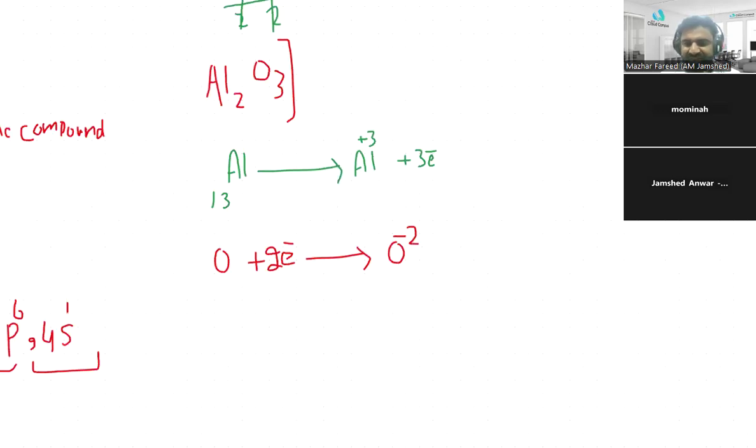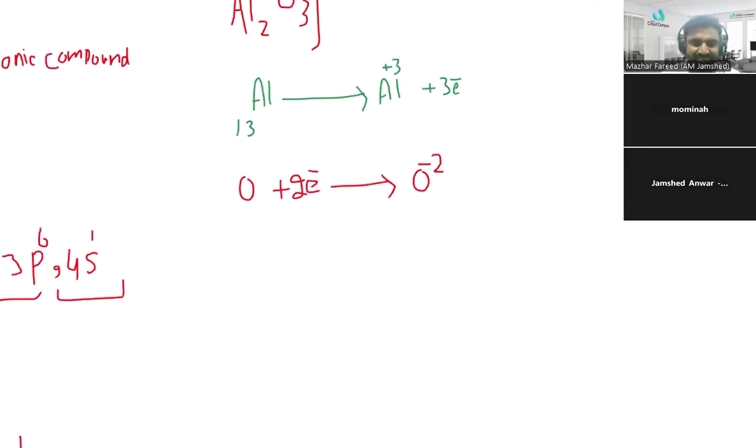So when you write its equation according to the ionic bond concept, you will write aluminium, whose valency or oxidation state is +3, with oxygen, whose valency is -2. Then you combine both elements, aluminium and oxygen.